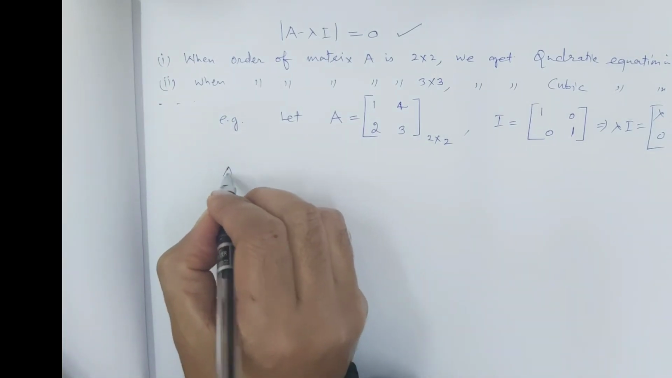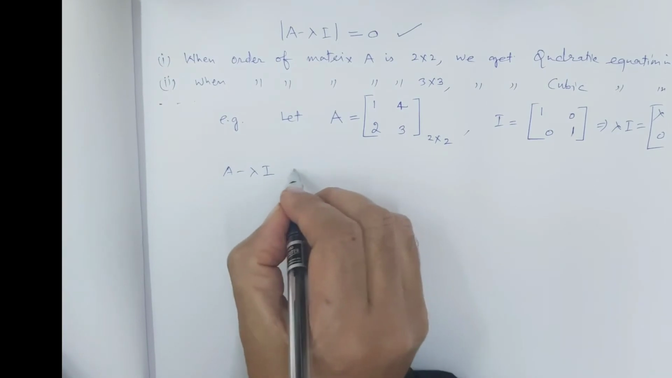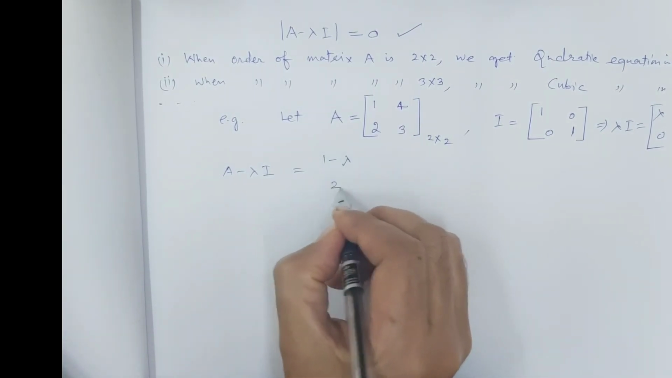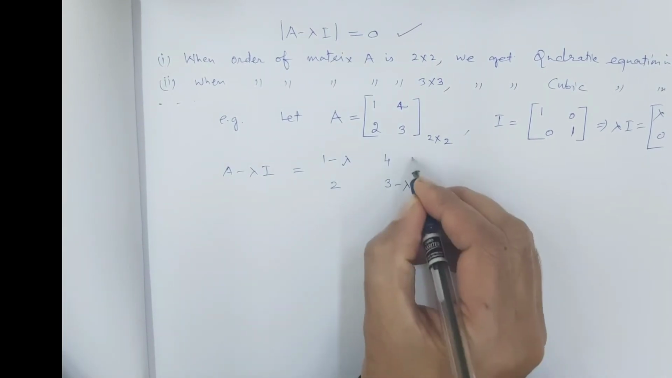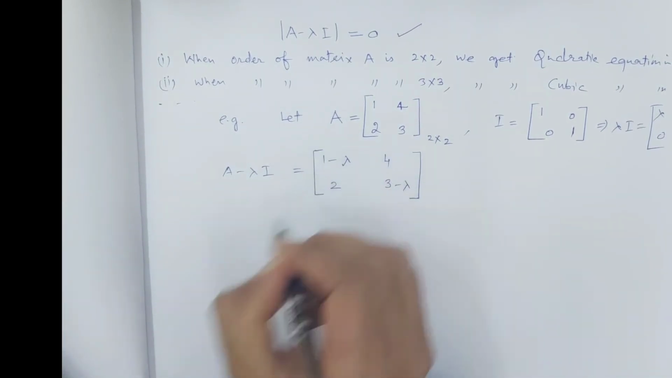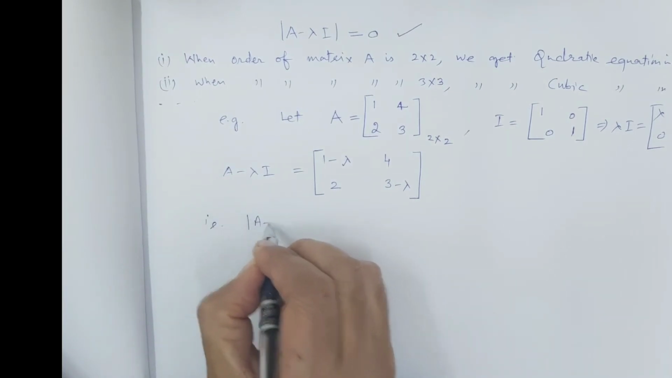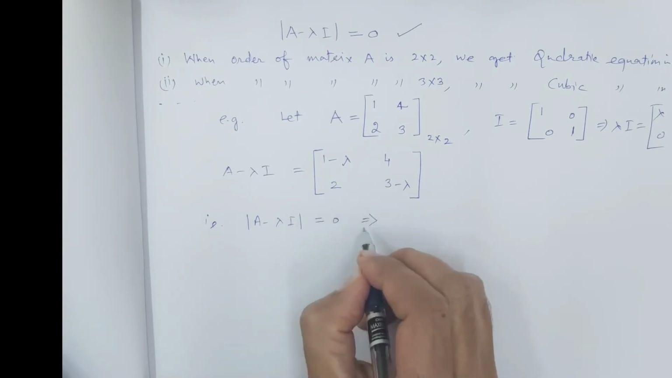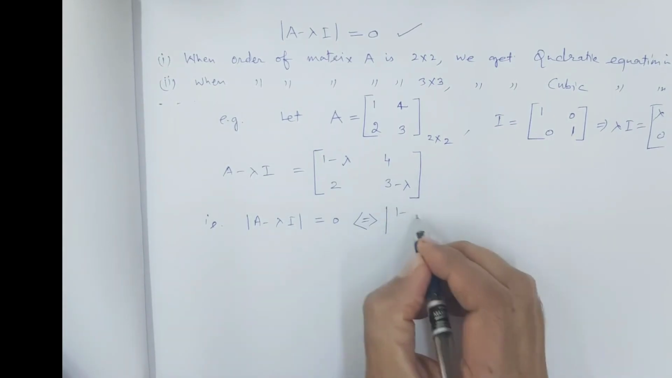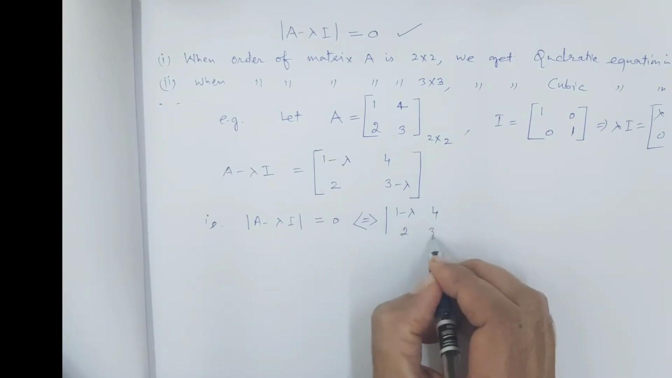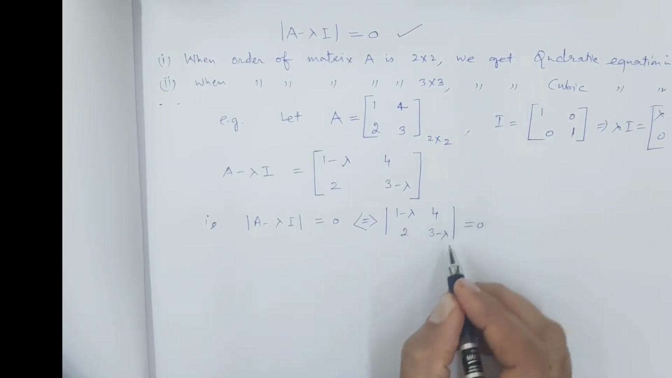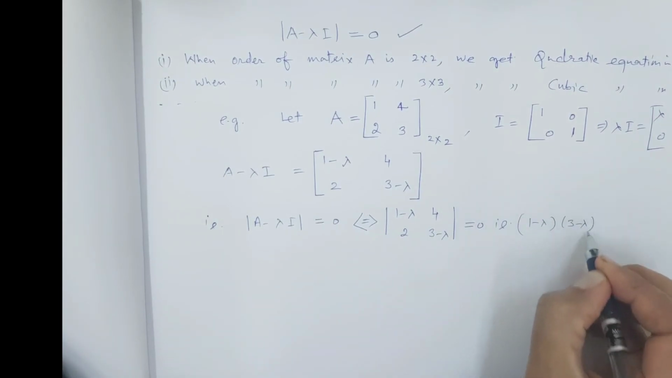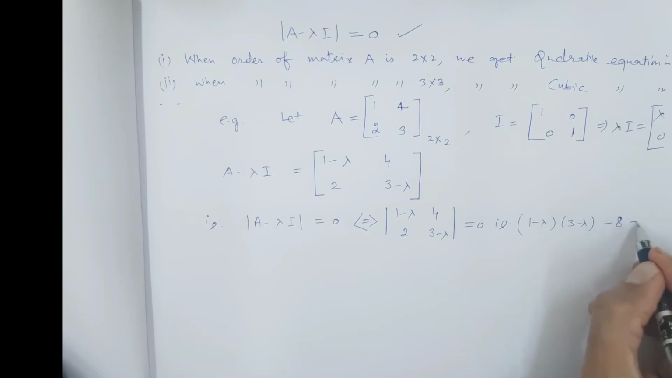Subtracting A minus lambda I. This is a matrix. We get 1 minus lambda, 2, 4, 3 minus lambda. That is, determinant of A minus lambda I equal to 0 if and only if determinant of 1 minus lambda, 4, 2, 3 minus lambda equal to 0. That is, 1 minus lambda times 3 minus lambda minus 2 4s are 8 equal to 0.